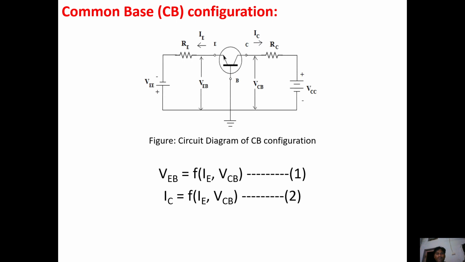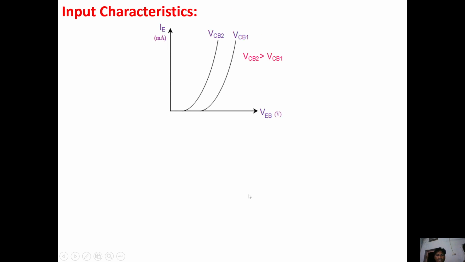First of all, we'll see common base configuration. Here the input is applied at emitter and base, and output is taken from collector and base. In the circuit diagram for biasing, the input side is always forward biased and the output side is reverse biased. So the parameters are VEB equal to function of IE, VCB, and IC equal to function of IE, VCB. Equation 1 is used to plot the input characteristics, and equation 2 is used to plot the output characteristics.